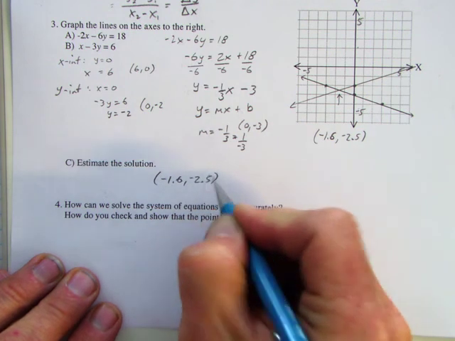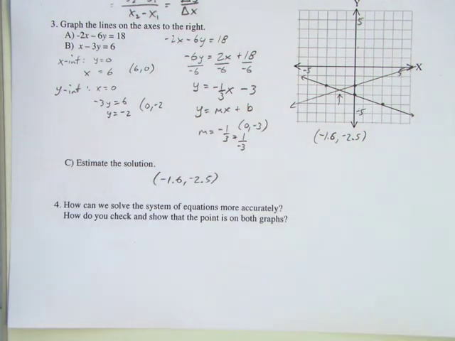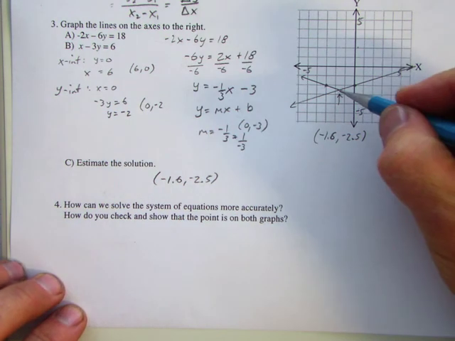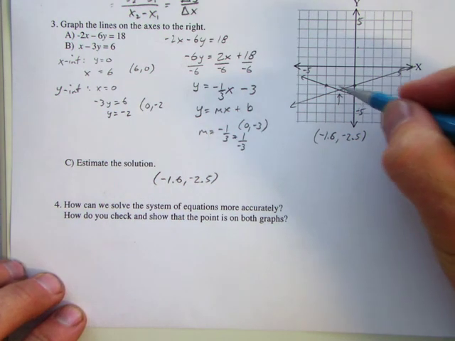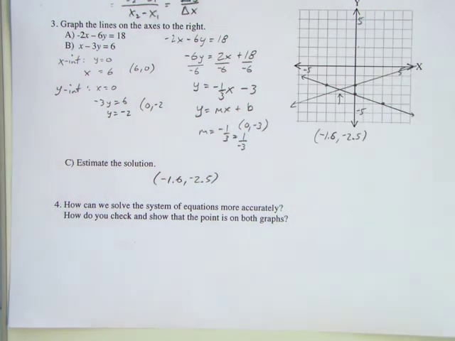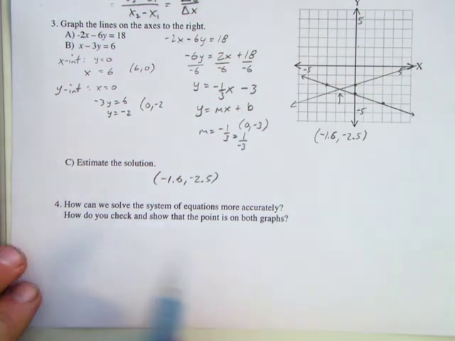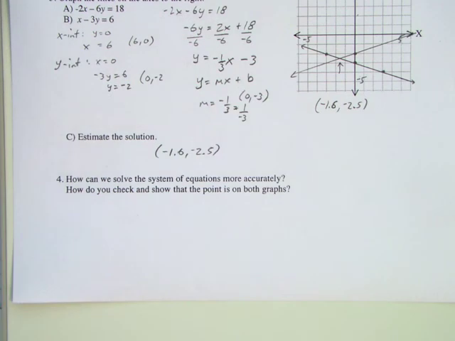That doesn't mean what you just graphed is going to have those exact values. Maybe yours says -1.5, maybe it says -1.7 or -1.4. What you want to do is look at it and try to estimate. This is pretty close to the middle vertically, and it seems that maybe a slightly to the left of the middle on the horizontal. Now, how can we solve the system of equations more accurately?